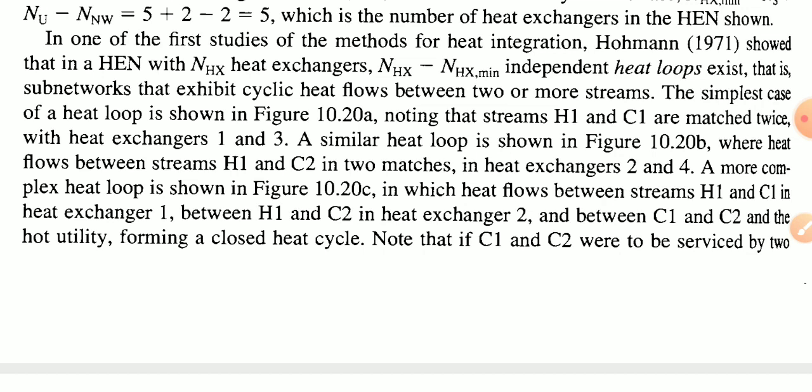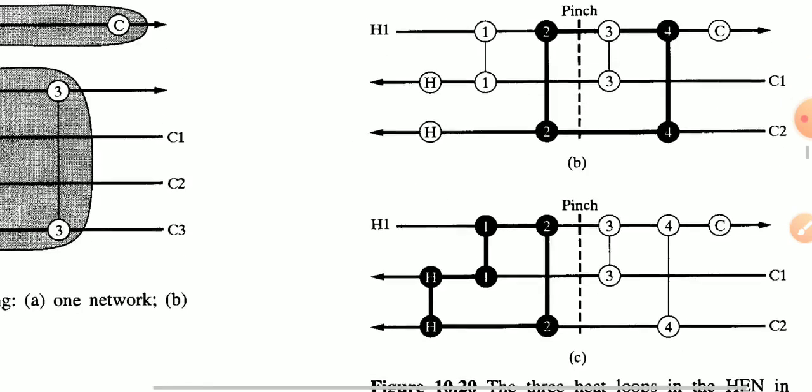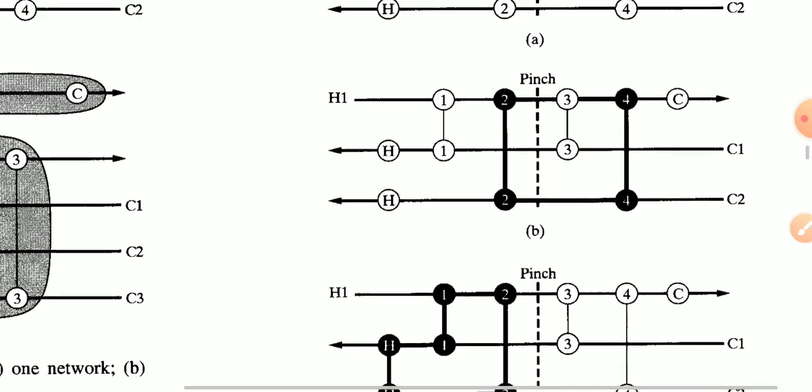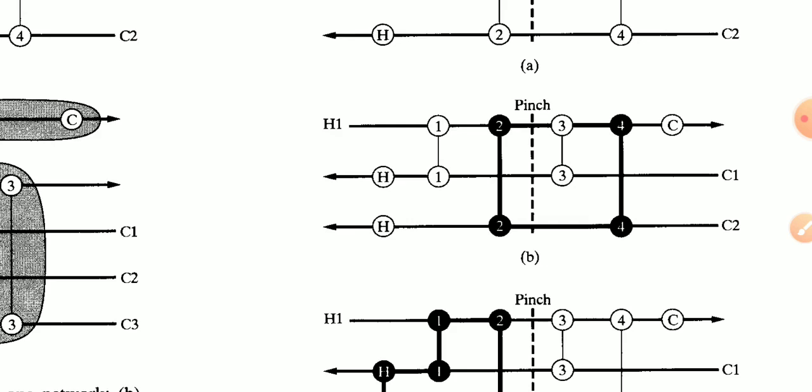The simplest case of a heat loop is shown in figure 10.20a, in which the streams H1 and C1 are matched twice with heat exchangers 1 and 3. A similar heat loop is shown in figure 10.20b. Okay, this is a pinch point.